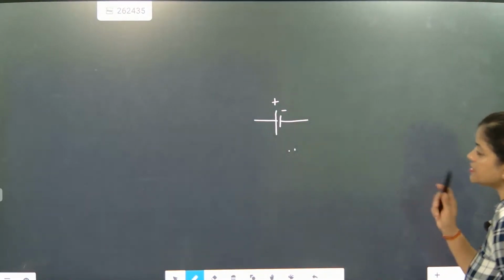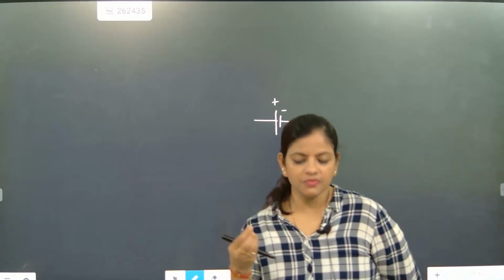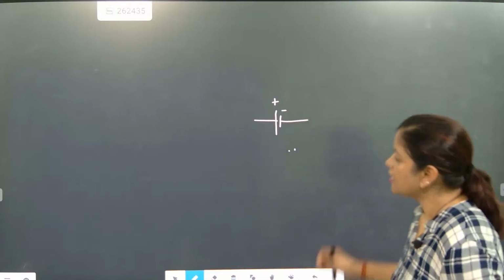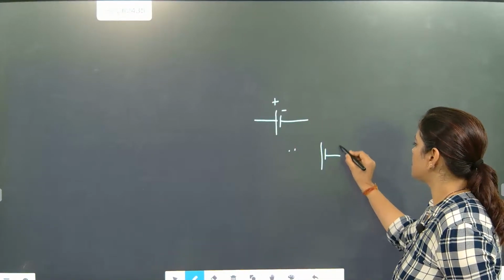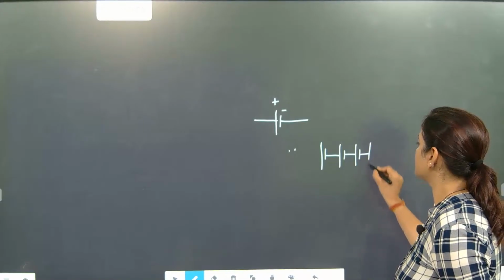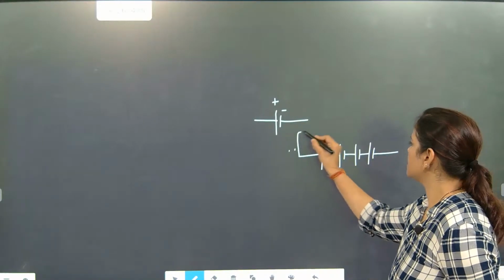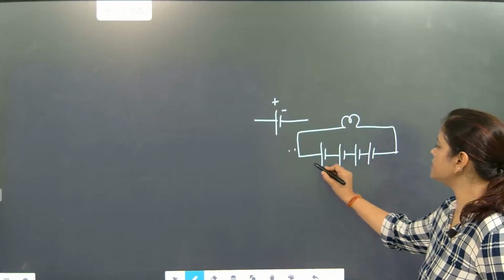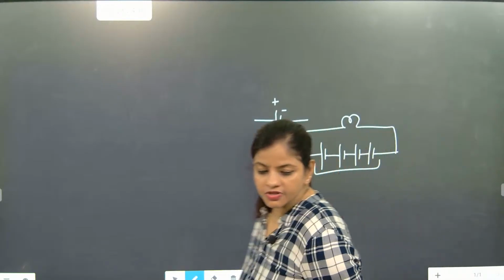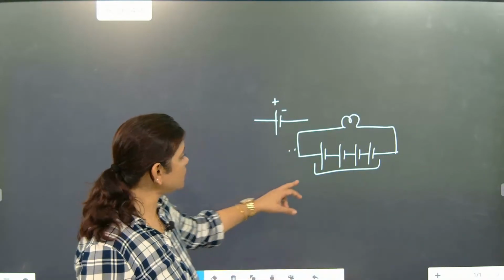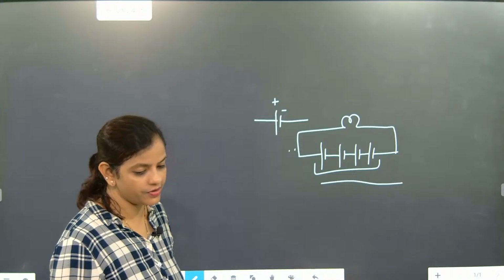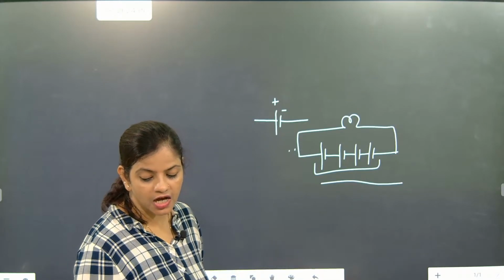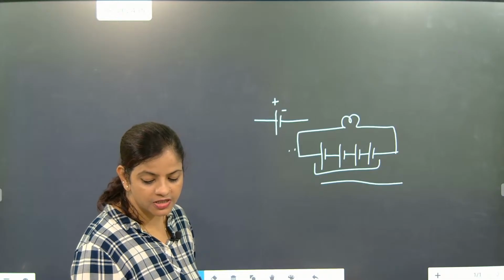Now look here. This is a cell. The cell will have some chemical reaction taking place. Now what is this? This is a cell or a battery. Now this is a battery. Very good. The combination of cells is called a battery.